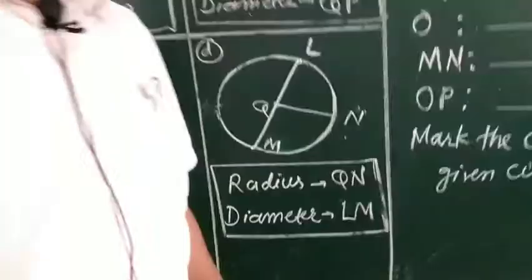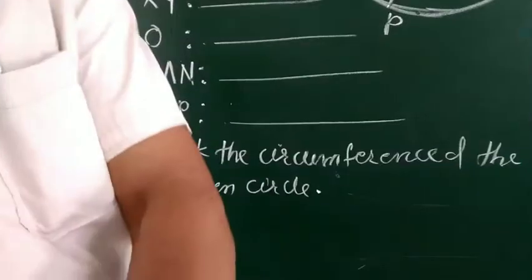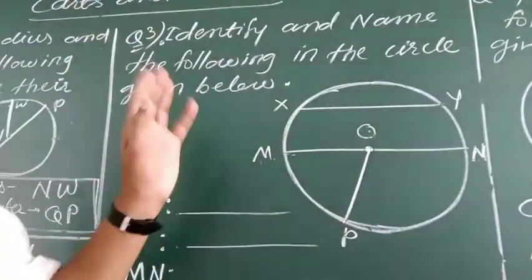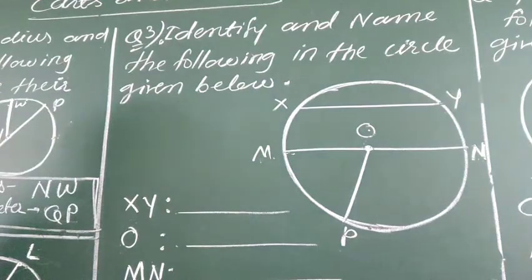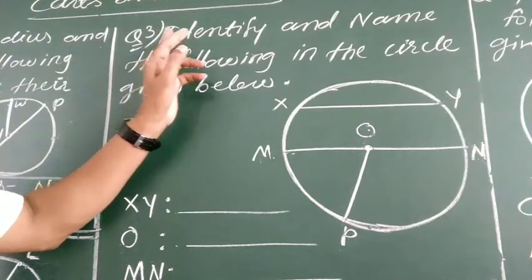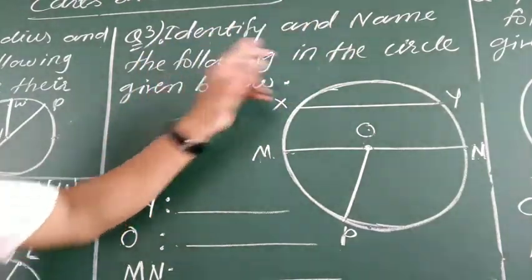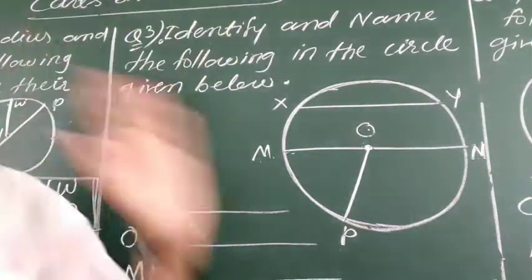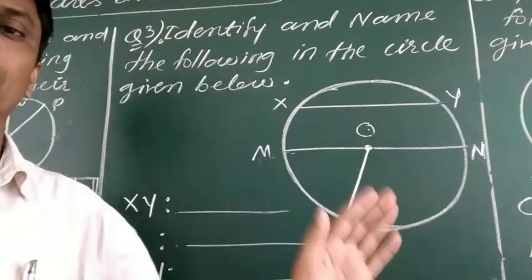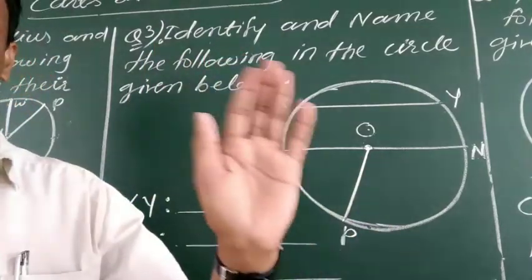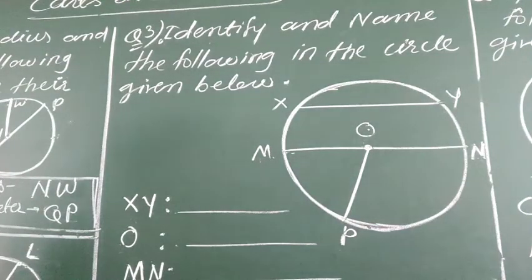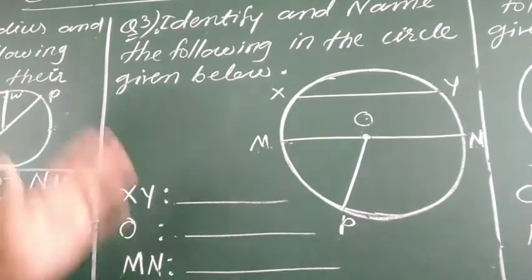Now come to question number 3. Dear student, it's very simple. It is based on your last class, in which we learned the parts of the circle. See, here what we have to do: identify and name the following in the circle given below. In the given circle some parts are drawn, and we have to identify which part is known by what name.